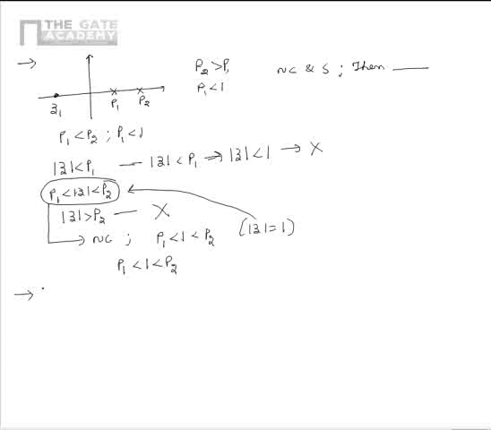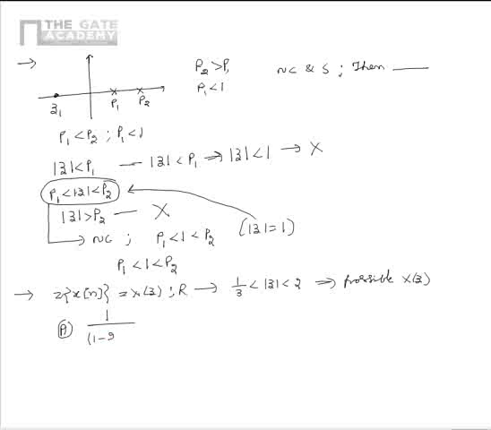Now let us consider another problem, as per which it is given that there is a signal x of n for which the z transform is given as x of z and the corresponding ROC is R. It's given that the ROC of x of z is 1 by 3 less than mod z less than 2. Then we have to find the possible x of z from this out of the options given.